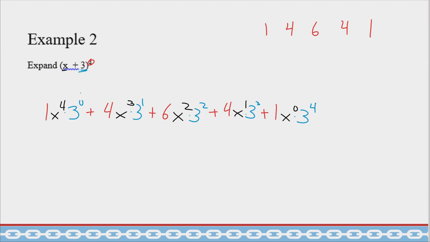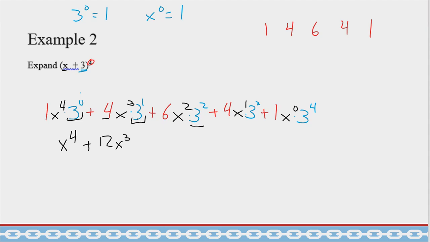So 3 to the 0, anything to the 0 power is 1. X to the 0, I'm going to use that later. Anything to the 0 power is 1. So I can use that and start simplifying as I go. 1 times x to the 4th times 1, because this is equal to 1. So that's just x to the 4th. Well, 3 to the 1st, right here, is equal to 3. 3 times this 4 is 12 x to the 3rd.